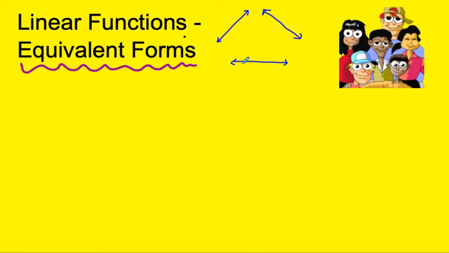A linear function also is a function whose highest degree of x is 1. Now there is one case where it's 0, and that's this guy right here. But we're always going to look at the highest exponent of x. If the exponent of x is 1, then it is a linear function. But there are three equivalent forms, okay?